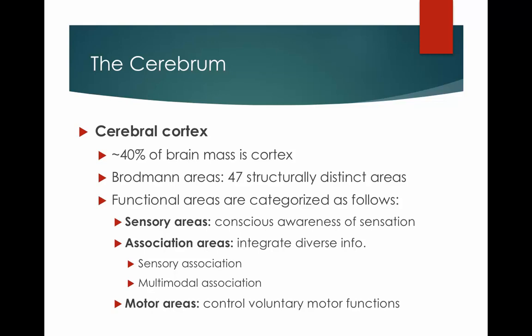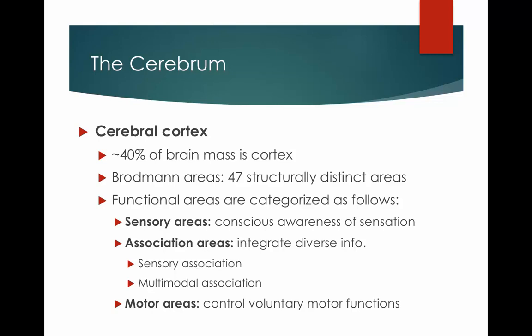total brain mass. And what we've been able to do over time is actually map out 47 structurally distinct areas along the cerebral cortex. We refer to these as Brodmann areas. And even furthermore, we've been able to categorize these based on their function. So we do have different functional area categories.